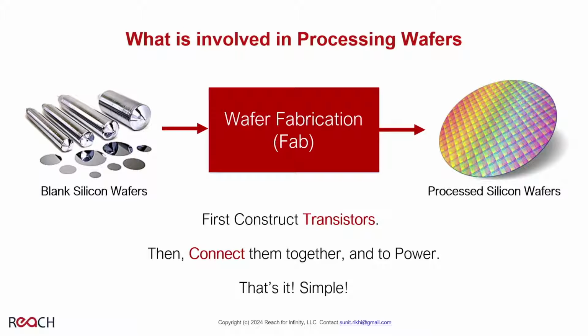You construct transistors, these three terminal devices. Sometimes some people will say, don't say three, it's four, but three or four terminal devices that, once you construct them, you just connect them to each other and supply them with power through other connections. That's it. It's simple. That's what the fab does.